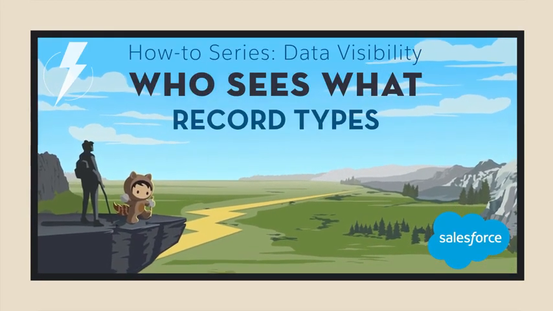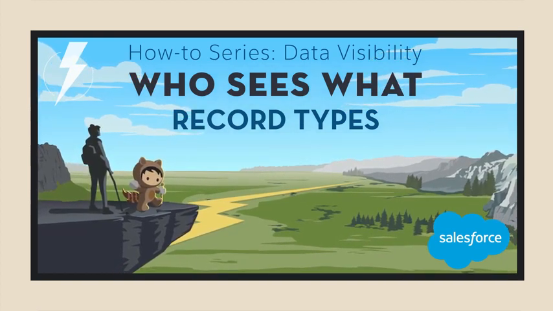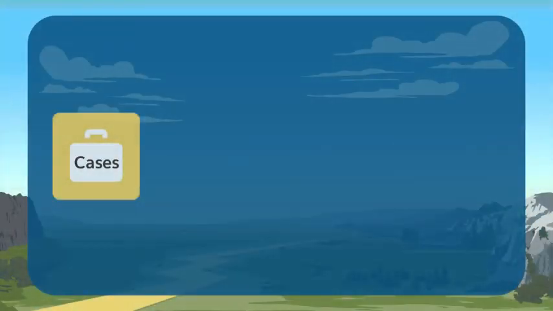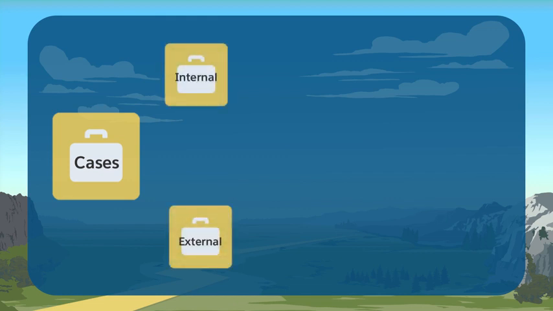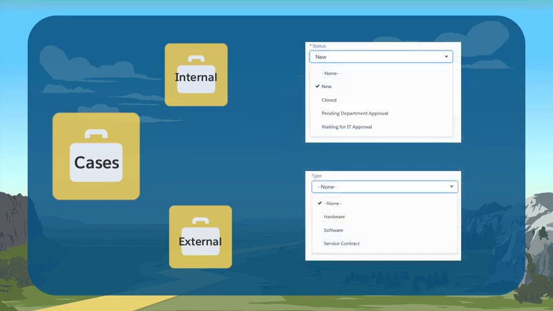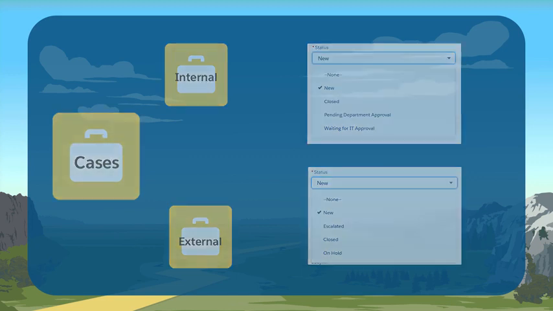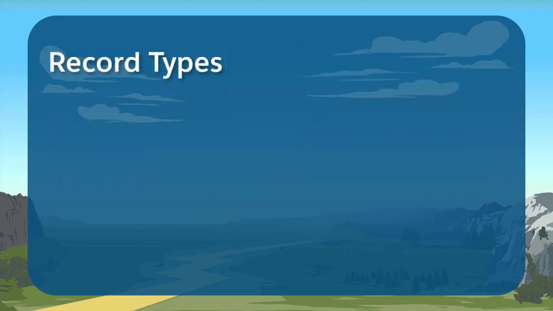Welcome to Record Types, part of the Who Sees What series on data visibility and access in Salesforce. You often need the ability to organize and gather data in different ways and at different times around the same object. For example, you may have one case object, but two variations, internal and external. They might need to gather slightly different information and need different pick list choices. Even the business processes that each goes through might be different. Record types are the answer.